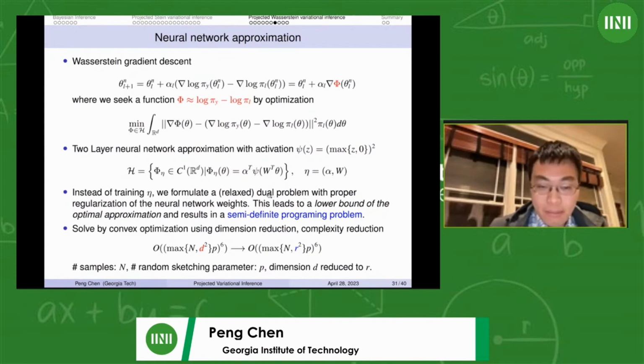And again, this convex problem scales pretty badly with respect to the parameter dimension d, to the square, and the number of training samples n, the maximum of these two terms times another random sketch number, and also to the power 6. So this computational complexity is quite bad for the convex optimization. Now with dimension reduction, we can go from d squared to r squared, which is much smaller, and this convex optimization problem becomes much more feasible.